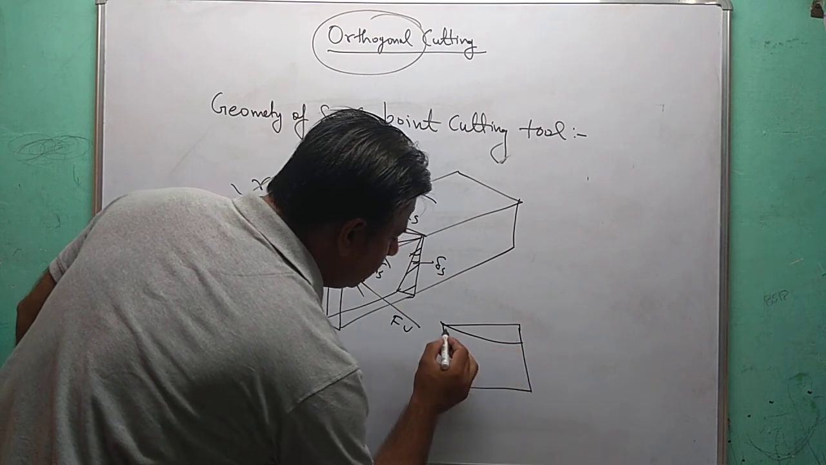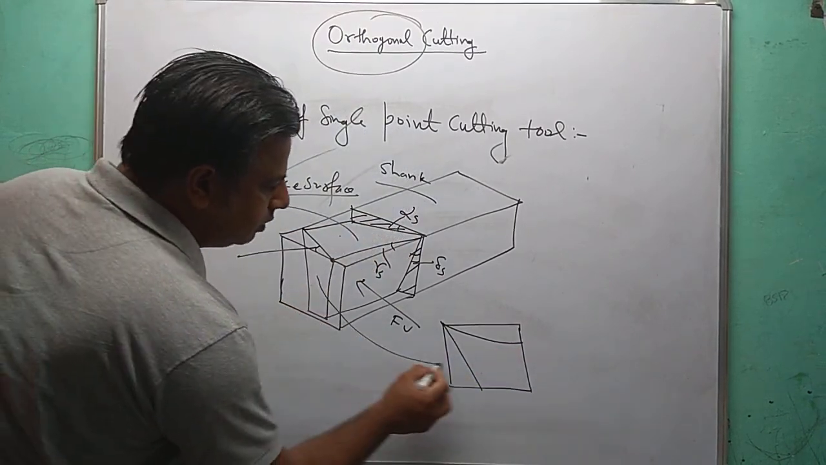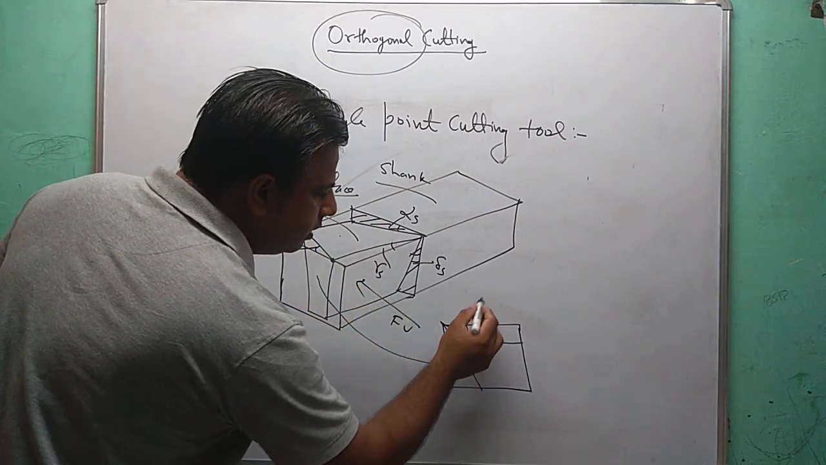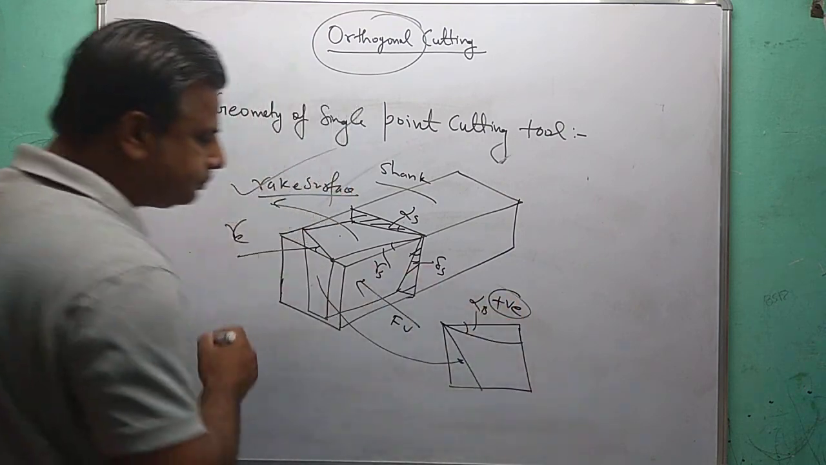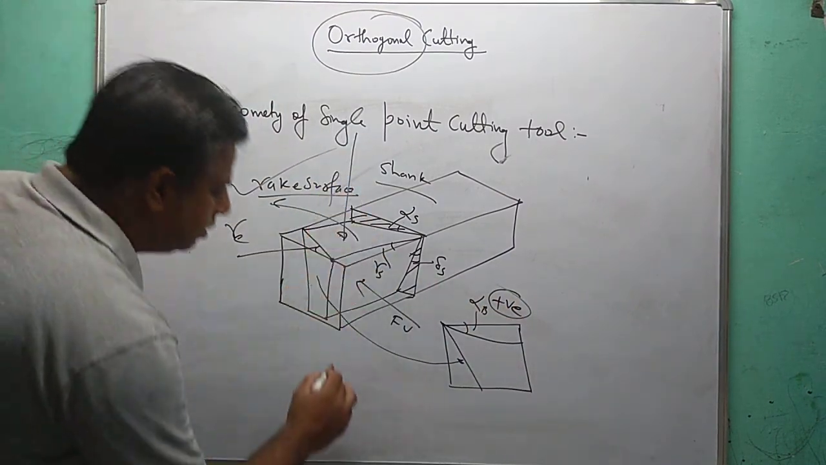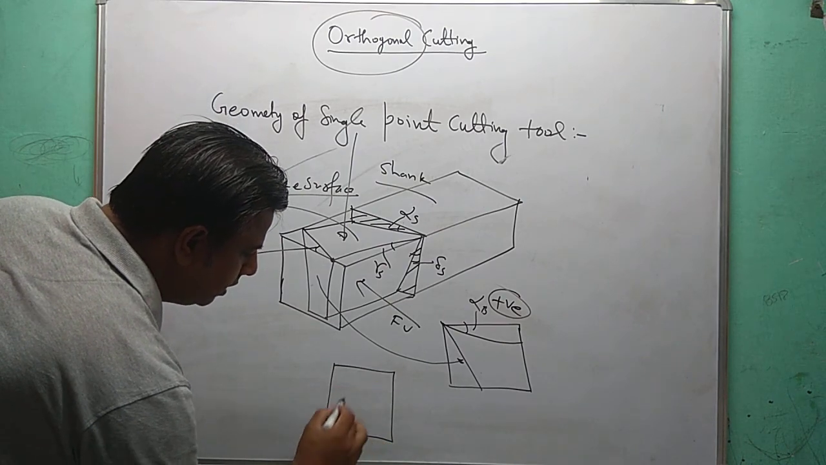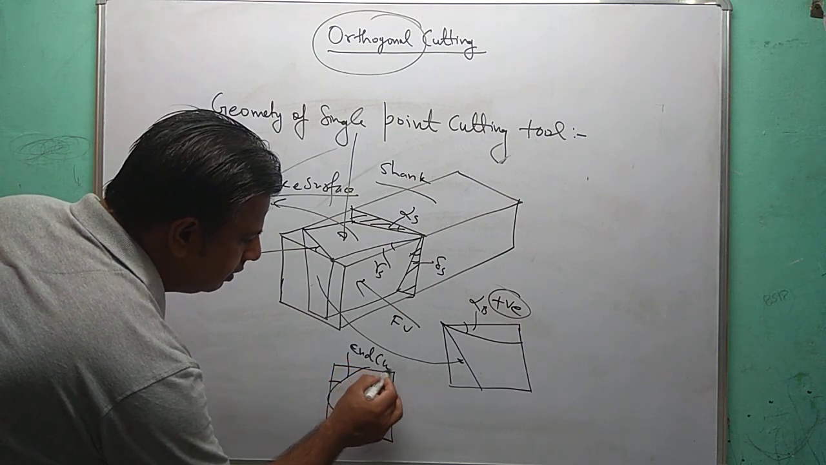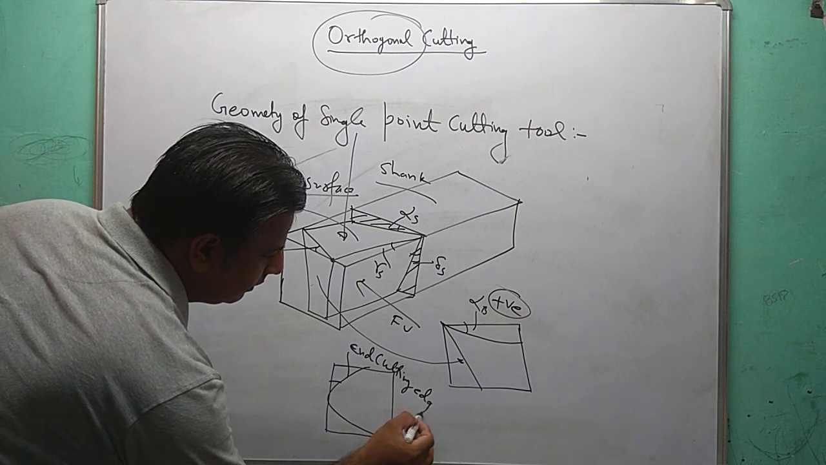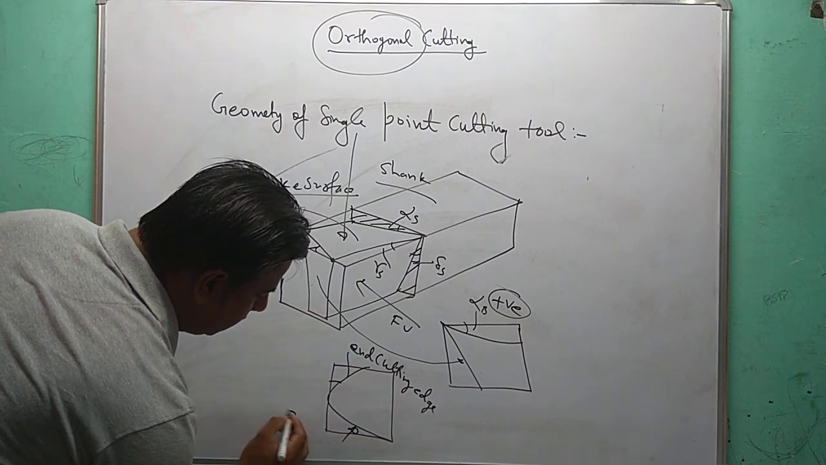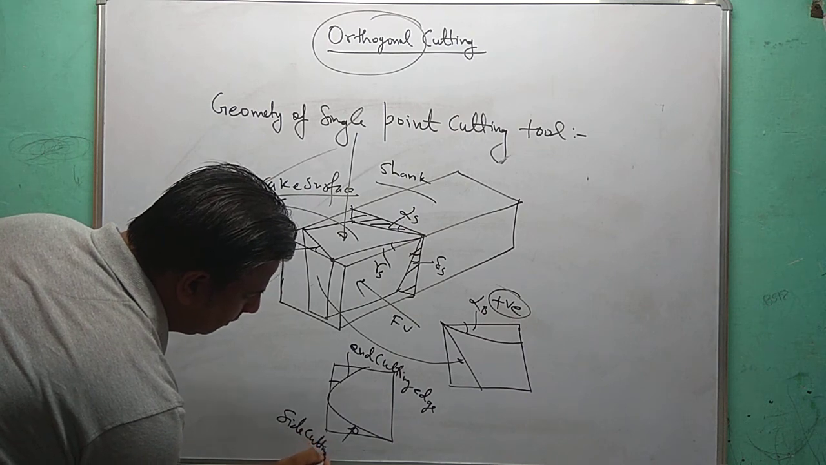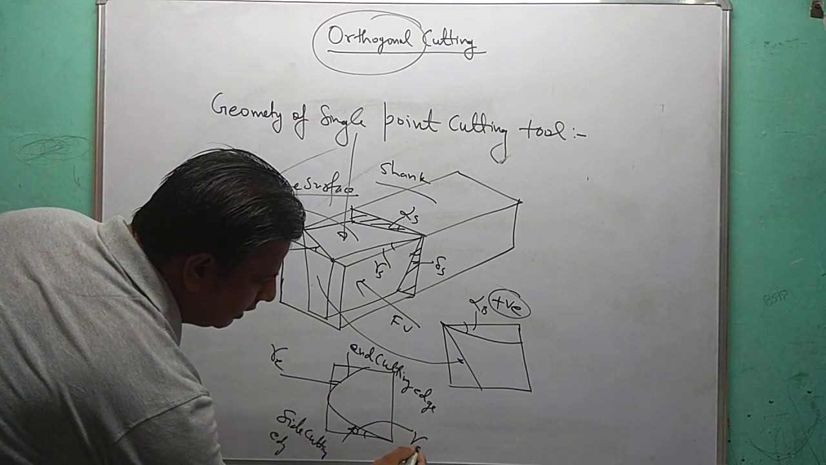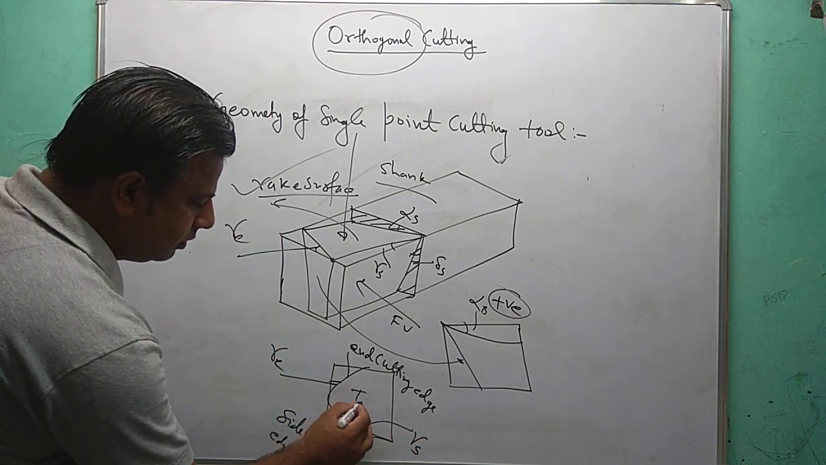In positive rake angle it looks like this, and the end face of the tool is like this. Some material is removed from the rake surface, so it looks like this for positive back rake angle. When you see from the top, the top view comes like this. This is my end cutting edge, and this is my side cutting edge. This is my end cutting edge angle, and this is my side cutting edge angle, gamma E and gamma S. This is my top view.